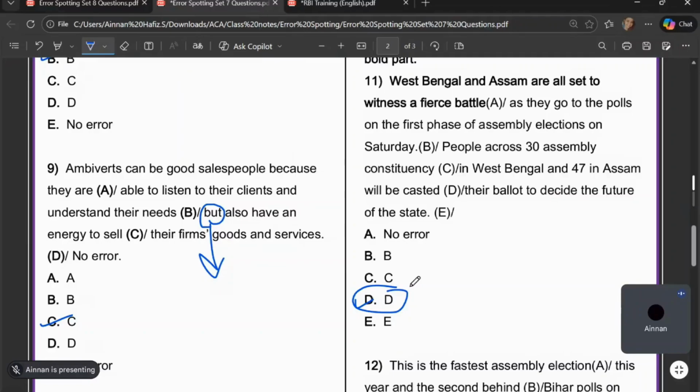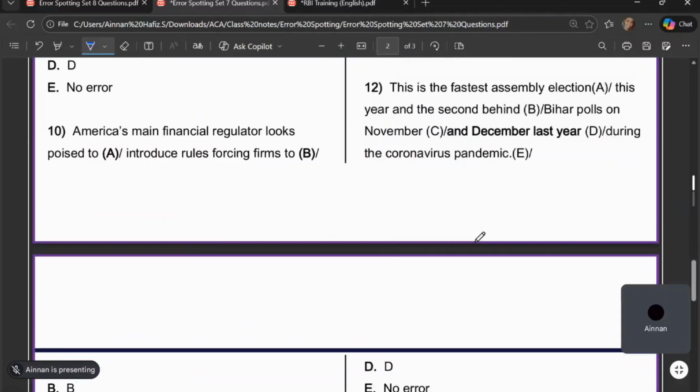Sentence D. Did you all get it? The error here is in tense. That is, instead of casted, it should be casting. Okay, I am casting my vote. Did you all get it? The 12th one.